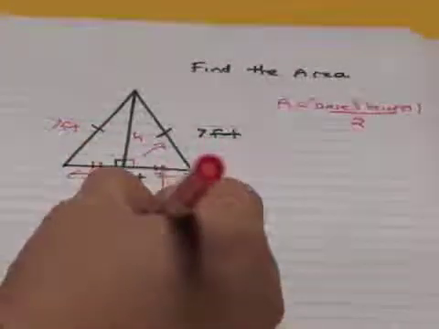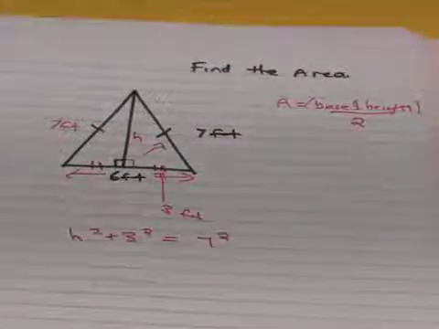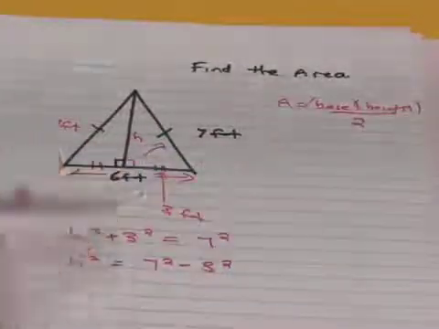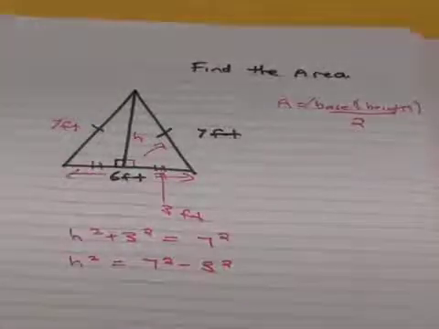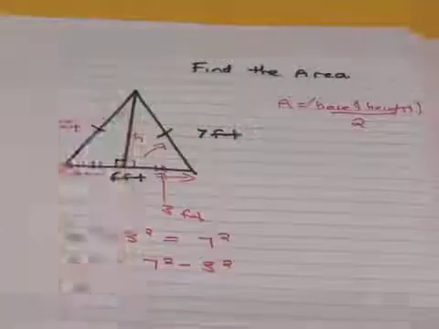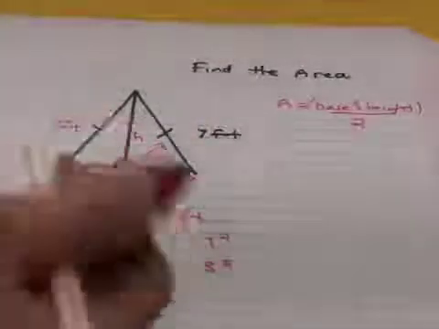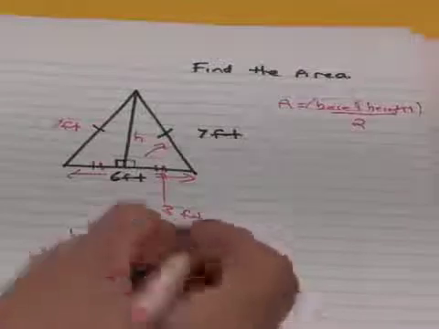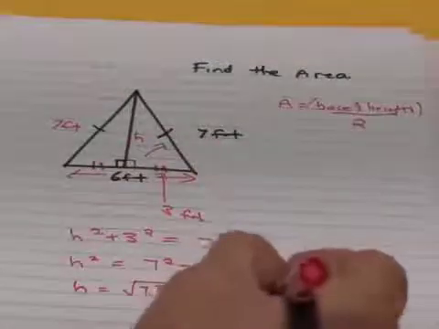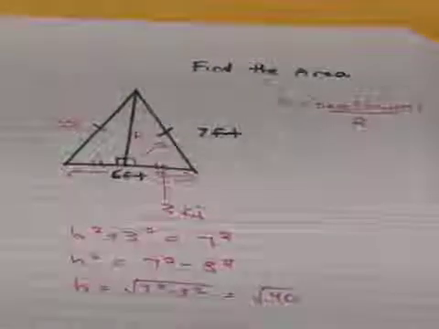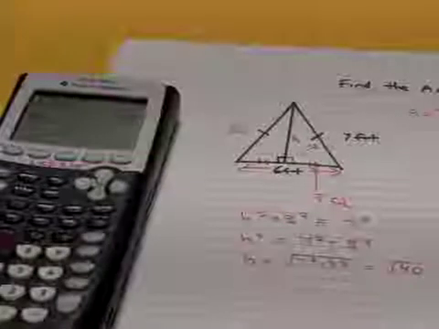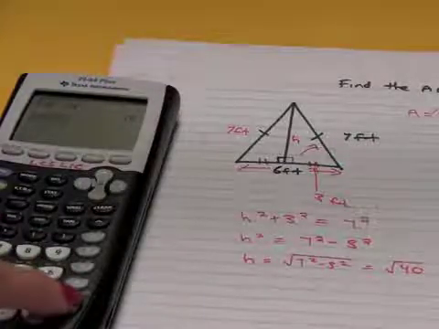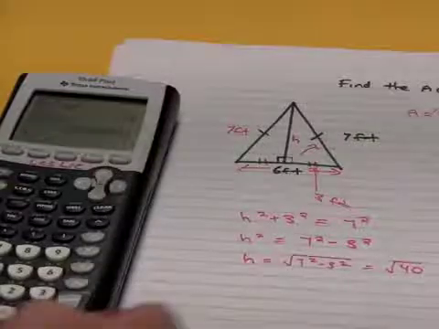h squared plus 3 squared equals 7 squared. h squared equals 7 squared minus 3 squared. I subtracted 3 squared, or 9, from both sides. And I'm going to do what I did on the other page. I'm not going to put 49 minus 9, even though it's kind of easy to do in our heads. I'm going to say h is the square root of 7 squared minus 3 squared. Well, we'll say it's the square root of 40, and we'll approximate that on the calculator. That's approximately 6.32.